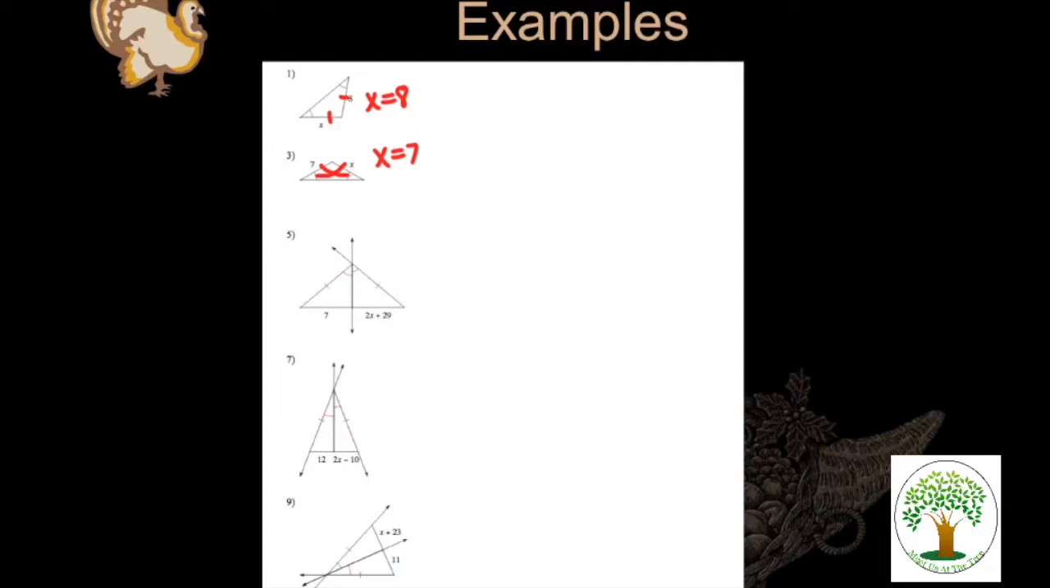Let's move on to number 5. Number 5, we have a triangle right here. And it states that it's isosceles, so that means that the opposite angles are equal. So these two angles are equal. We know that now these two triangles are congruent by angle, side, angle. That means the corresponding parts are equal. So 7 equals 2x plus 29.